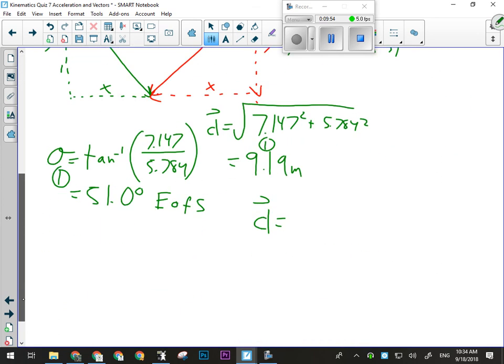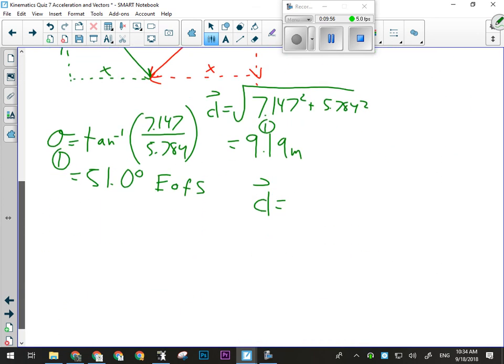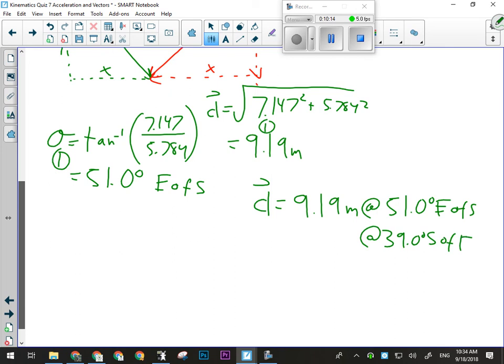Okay. All right. So we are going to have an answer of 9.19 meters at 51.0 degrees east of south, okay? Or they may have drawn the triangle the other way and gotten 39.0 degrees south of east. Either one of those is correct, okay? That is their 8th and final mark.